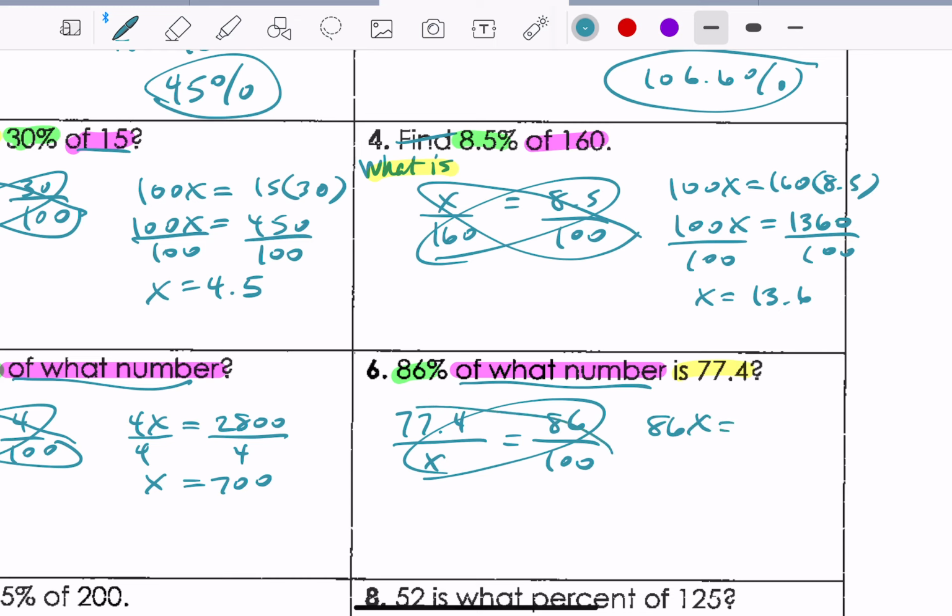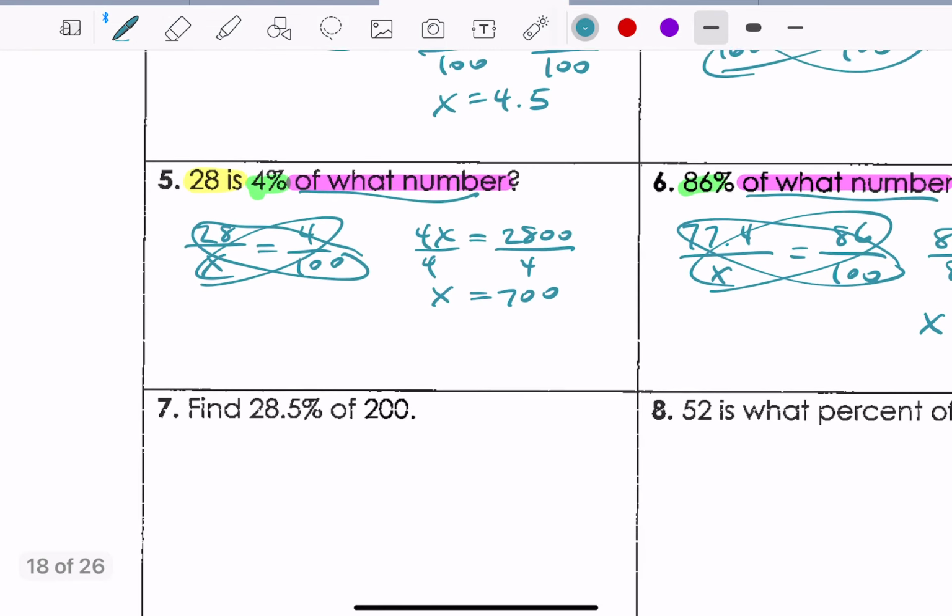86x equals 77.4 times 100, which is 7,740. Divide both sides by 86 to solve. I get x is equal to 90. So 86% of 90 is 77.4.